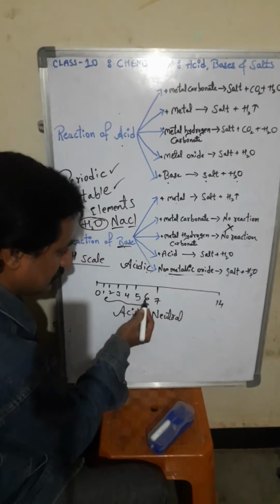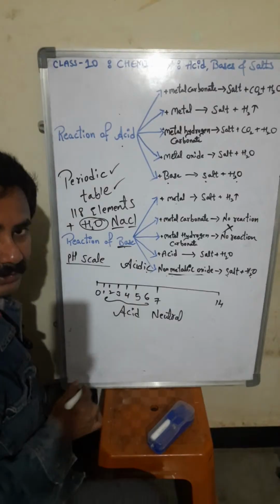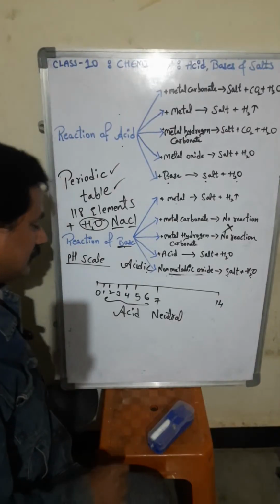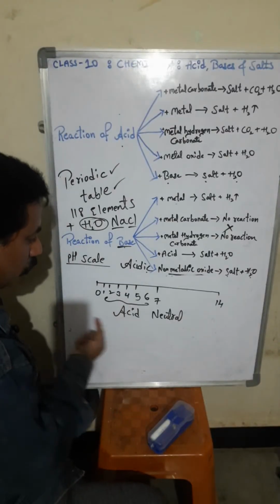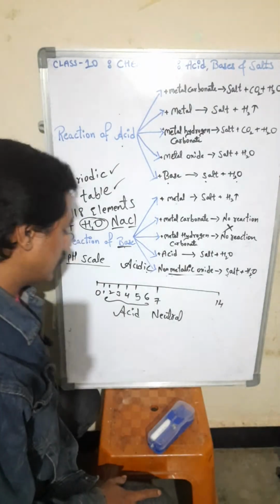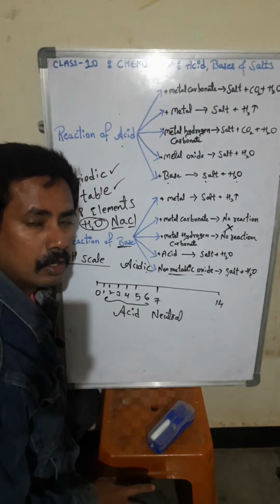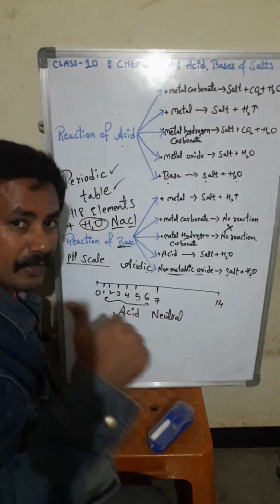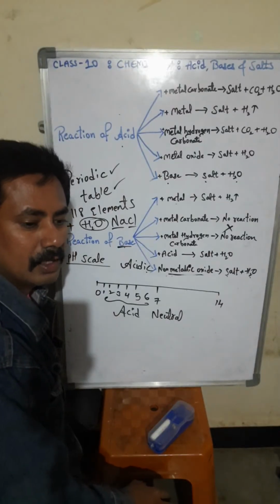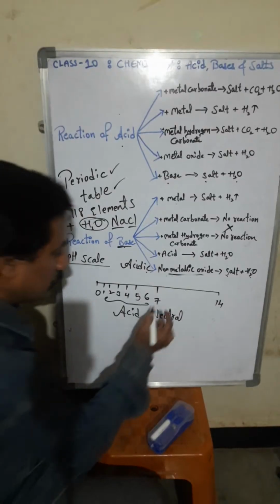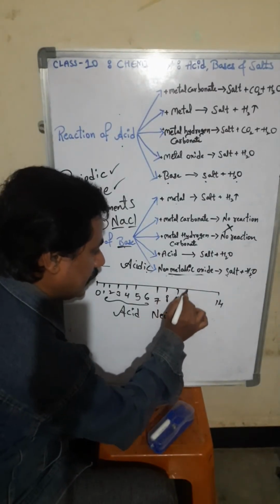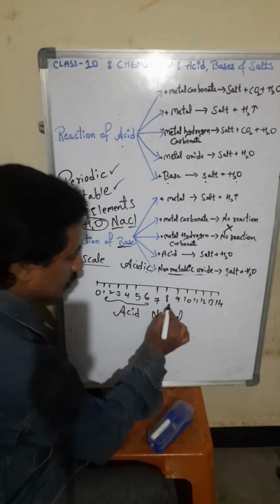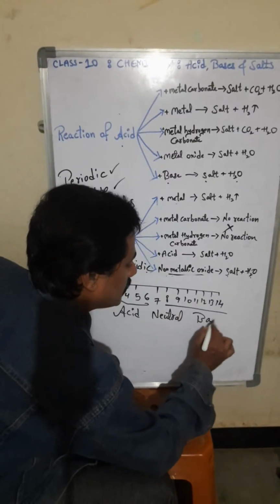If pH is 6, it is called acid. Weak acid. If pH is 5, weak acid. If pH is below 4 or 3, it is strong acid, students. If pH is 0, highly concentrated, very dangerous acid. 1, 2 is also very strong acid. Are you getting? Now 8, 9, 10, 11, 12, 13, 14. This is known as base.